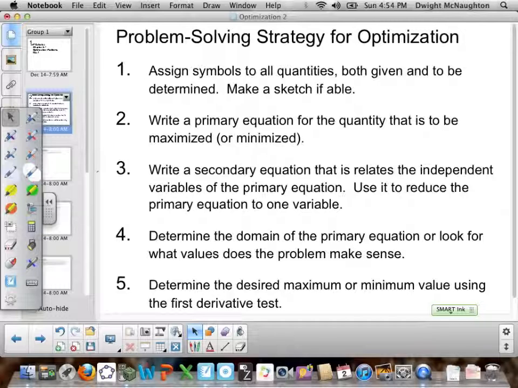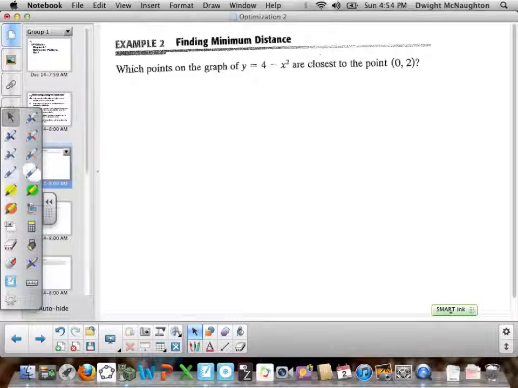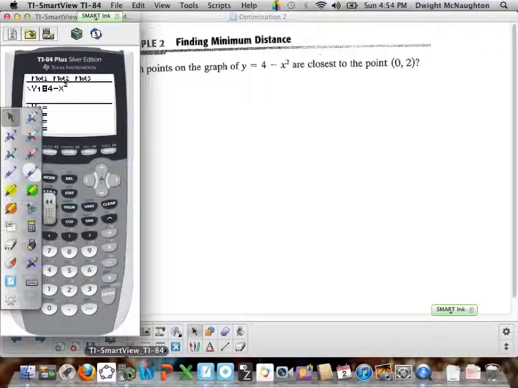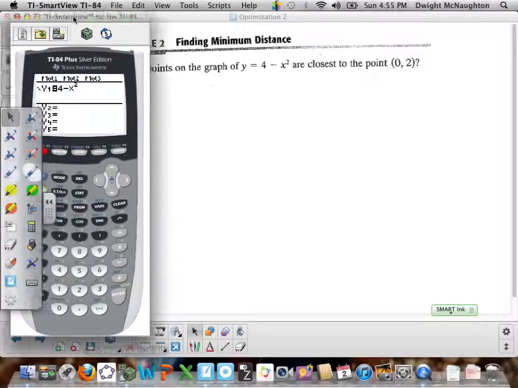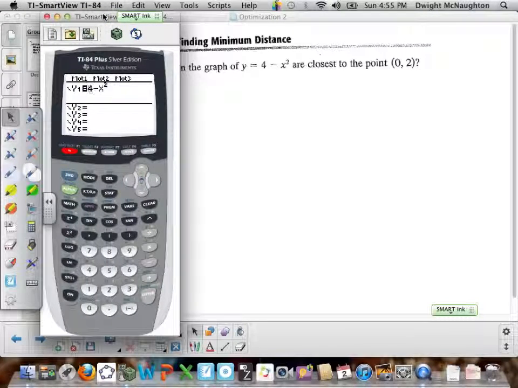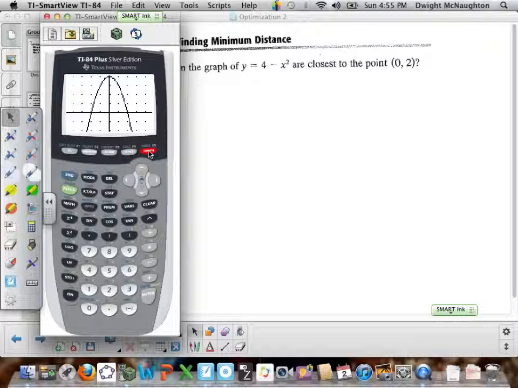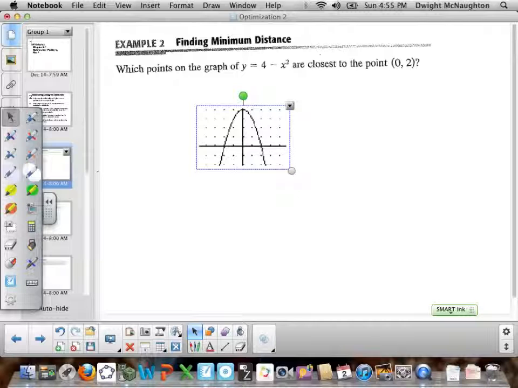So let's look at a few questions. Question 1. Which points on the graph of y equals 4 minus x squared are closest to the point 0, 2? Well, this is a good one to have a picture of. So we'll get out the graphing calculator. We'll graph y equals 4 minus x squared. I set my window, I zoomed to decimal, and then I changed my y shift so I could see the 4 at the top. As we graph it, it looks like that.